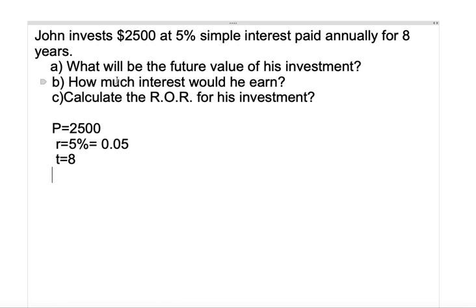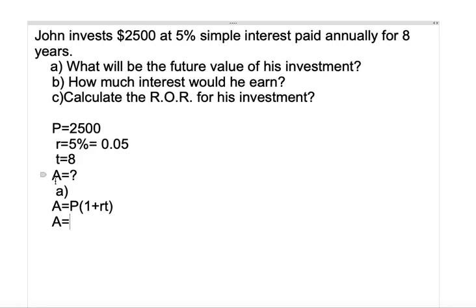For the first question, it asks for what will be the future value. The future value is represented by A. So we have to go and answer part A. First, we have to write down the formula. The formula for future value is A equals P times 1 plus RT.